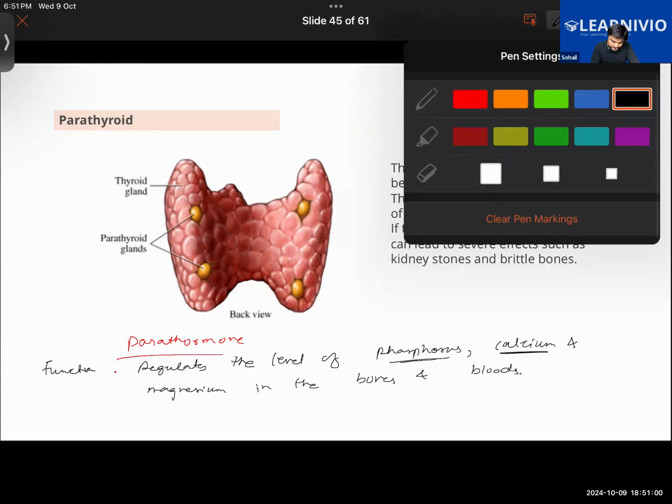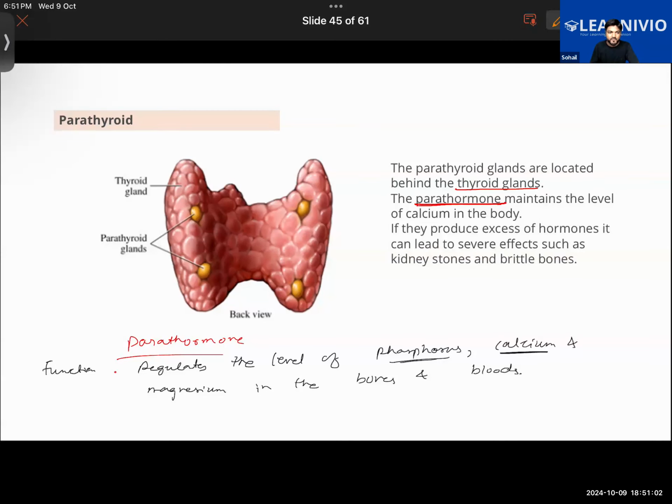So that is one thing. Further, this hormone will stimulate the... like calcium is stored in the bones, isn't it? If someone were to ask in which part of your body the maximum amount of calcium will be found, it's obviously bones, right? Getting it now?